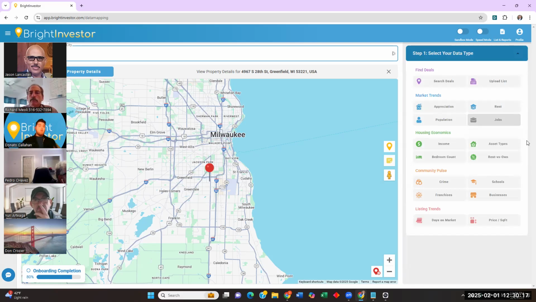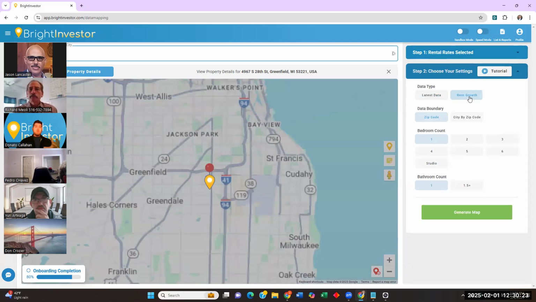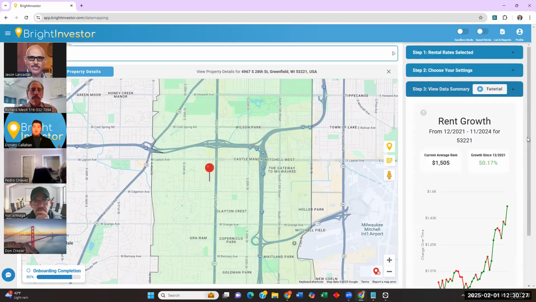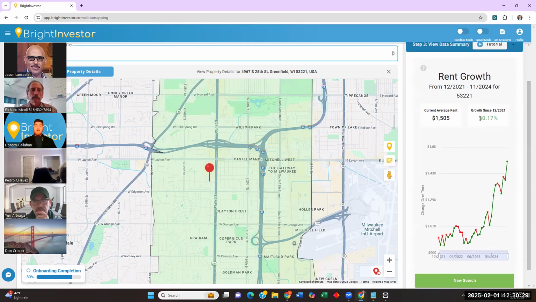Be able to say, okay, great, I know where the inventory is. How are home prices appreciating? How are the rents appreciating here? If all the units in that 5 to 9 unit building are 2 bedroom, 1 bath, great. Well, those rents are up 50% in 3 years. Wow, 50% in 3 years.